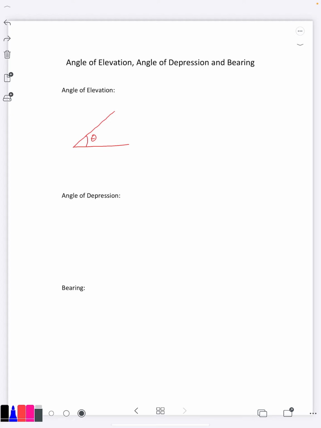A common example might be you have a building and you are standing next to the building. This is my artistic ability here. If you look straight ahead, you might be looking this way. And if you want to turn your head up in order to see the top of the building, then whatever angle you would measure right here, that is called the angle of elevation.